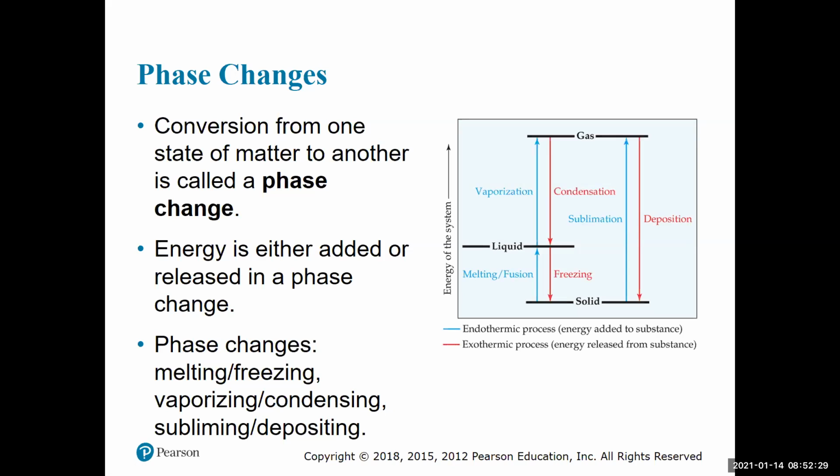If we have a liquid and we want to freeze it, we've got to remove energy from there. We've got to get energy out. So once again, that's an exothermic process to get it frozen. And then finally, if we went from gas down to solid, a deposition type of process, that's exothermic as well.